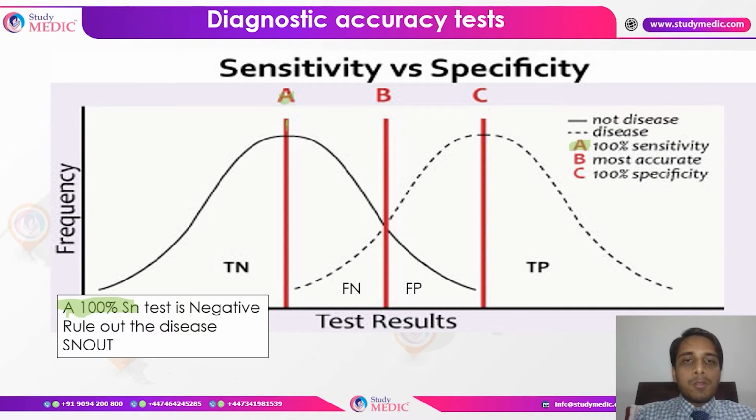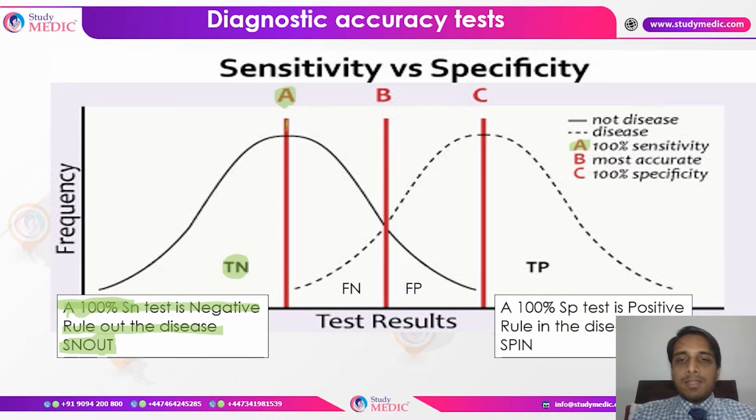Cutoff value will be A. Now anything below this level is always negative. That means if a 100% sensitive test is negative, you can definitely rule out the disease, and this can be remembered as sensitivity out, SNOUT. Whereas if a test is, let us say, 100% specific, then the cutoff value usually will be C, and anything above that is always positive.